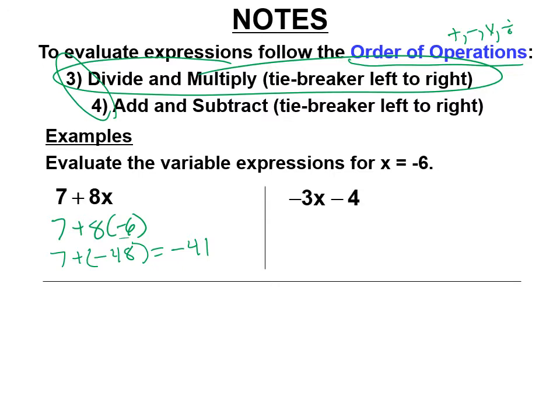Try that one. So that's negative 3x minus 4. So we would do negative 3 times whatever x is, minus 4. You have to do your multiplying first. So negative 3 times negative 6. 2 negatives, an even number of negatives, you get 18. 18 minus 4 is 14.